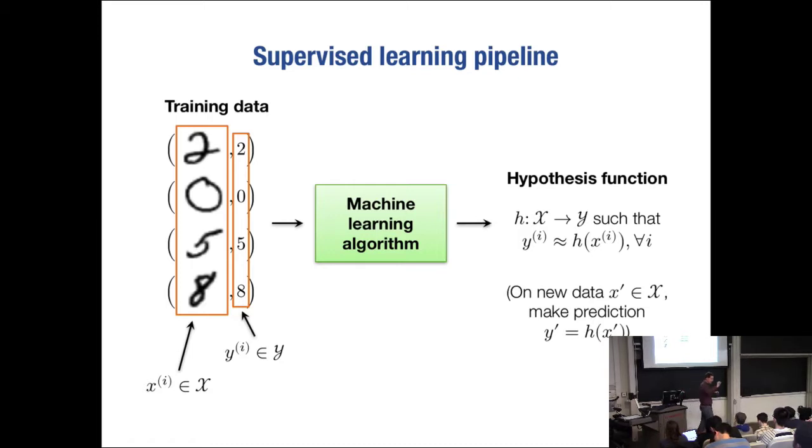I have some new digit, I'm just going to write one, right? And I want my computer to recognize what that is. And so the real goal, of course, is to make a program which will work well on that new data point. We'll talk about this a lot more when we talk about the theory of machine learning. But today, we're actually going to largely focus on just the first part.